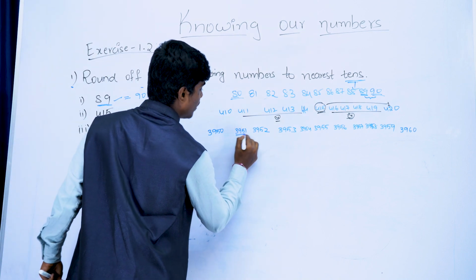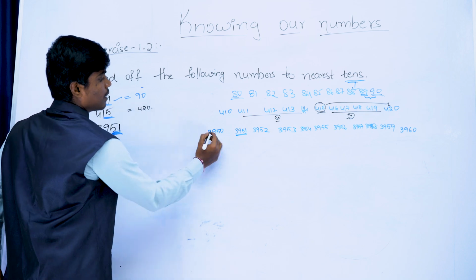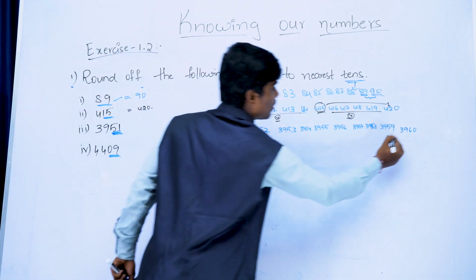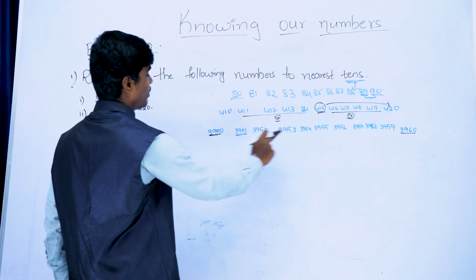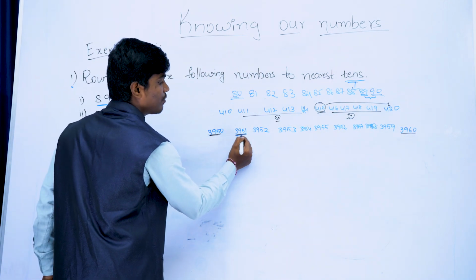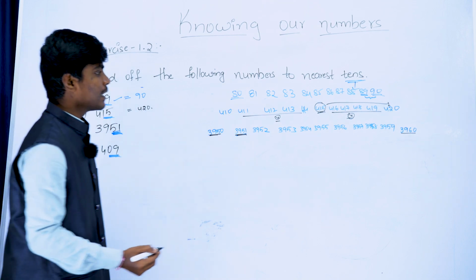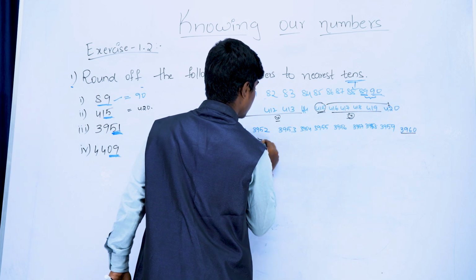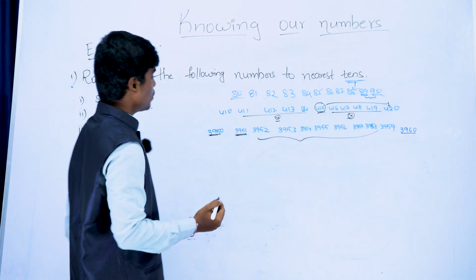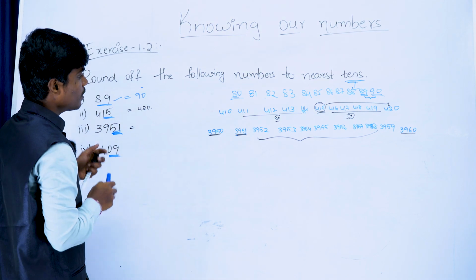Here the number is 3951. See, the nearest tens are 3950 and 3960, and it lies between them. 3951 is just after 3950. Here 3960 is far away. So it is rounded to 3950.